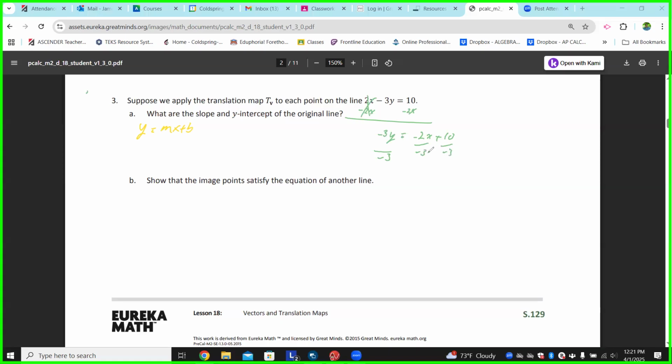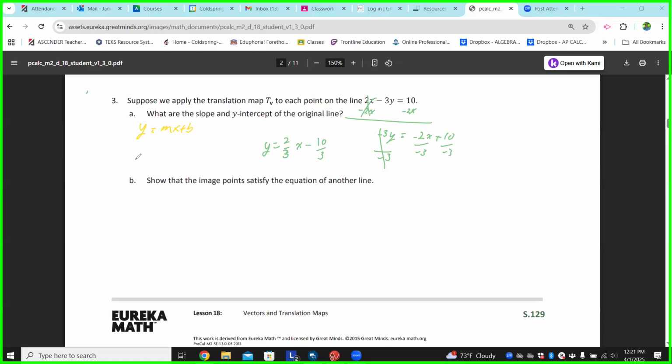And then I'm going to divide both sides by negative 3. Two negatives make a positive, so I get 2/3 x. And then this is just going to keep it as negative 10/3. I think that comes out to 3.3 repeating, but we'll just leave it like that.